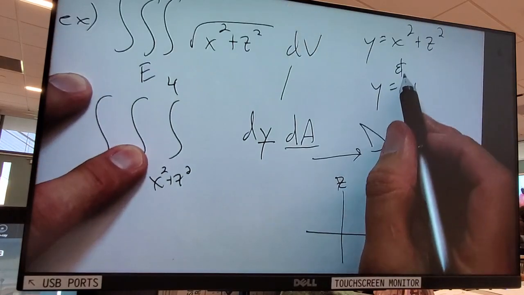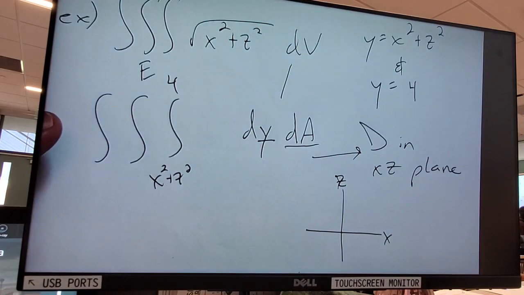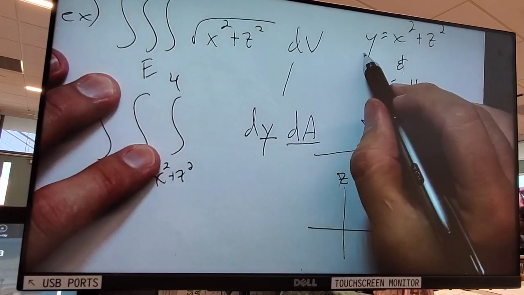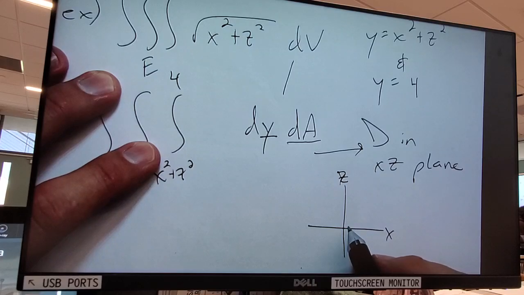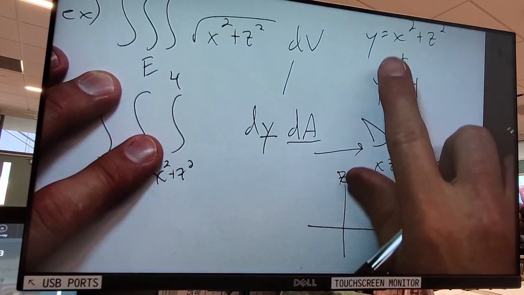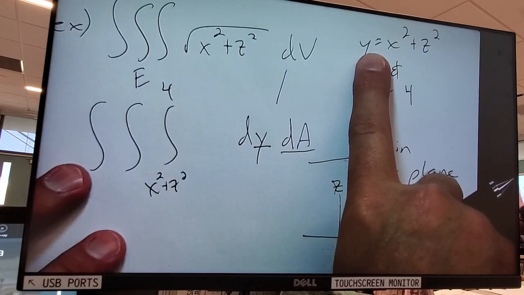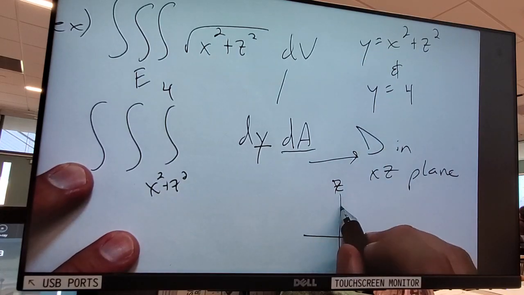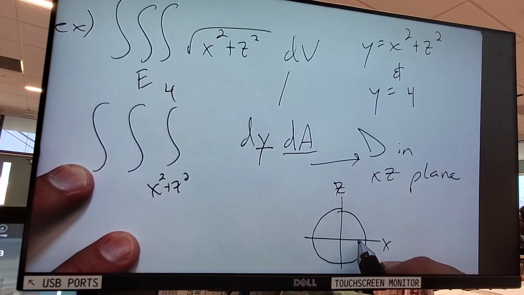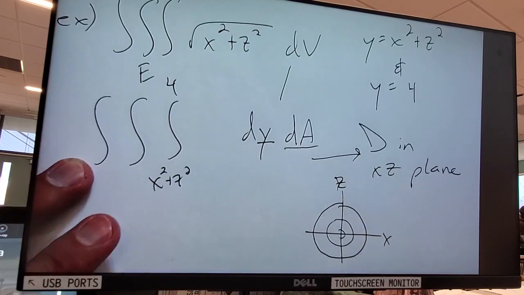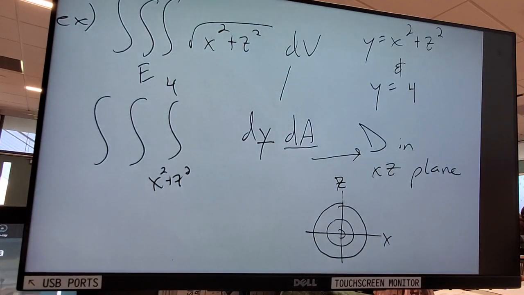If I try to graph some traces in the planes, these will be circles in the XZ plane for any value of y. In fact, a really important one is what's the biggest y can be? 4. So that would be a circle of radius 2. But then other traces would just be other circles with smaller radii, correct?